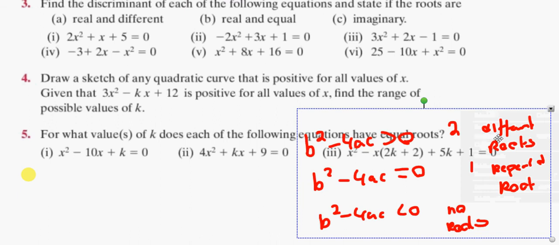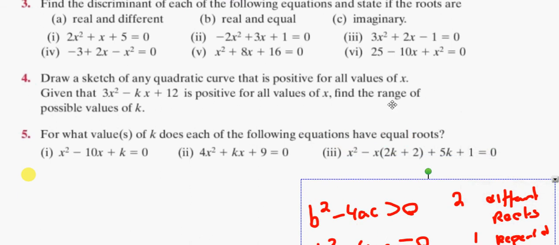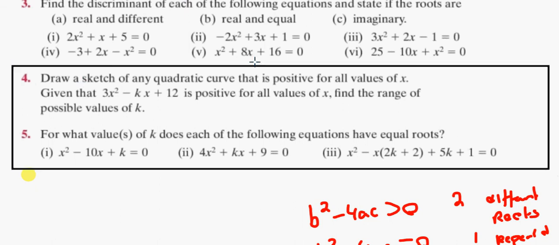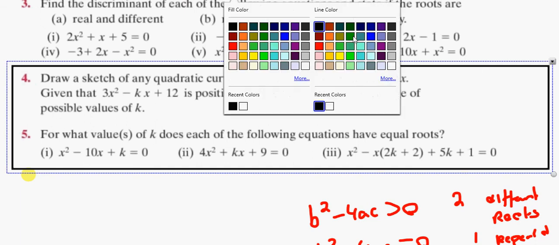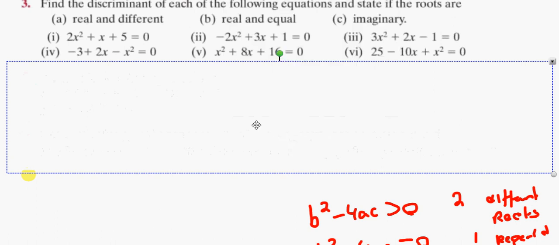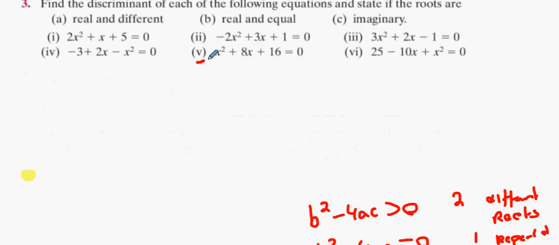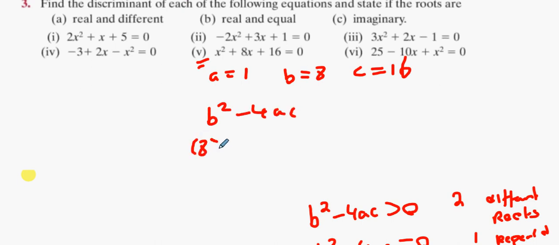Now, see the b squared minus 4ac? It's known as the discriminant. Okay? And the discriminant will tell you what's going on. So, as an example, for question 5, what's the a value? 1. What's the b value? What's the c value? Alright, what's b squared minus 4ac? 8 squared minus 4 times 1 times 64, take away 64. What does that mean?